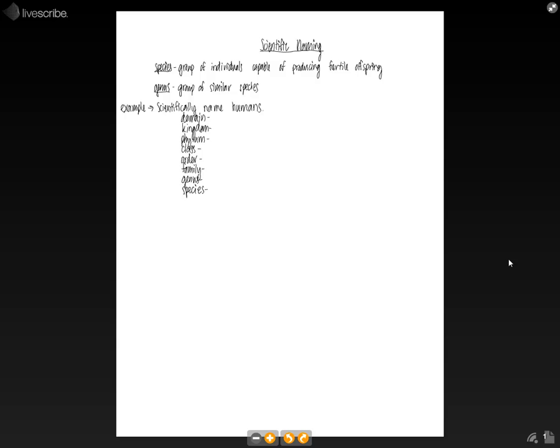And then as we work our way up, we can say family is a group of similar genus, and order is a group of similar family, and so on and so forth, because as we go up towards the top of this list that I have here, domain is going to be the most broad grouping, and at the bottom, species is our most specific grouping. And so let's go through an example of how to name humans.